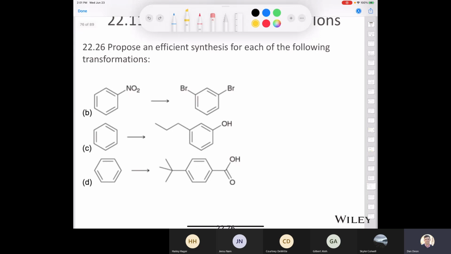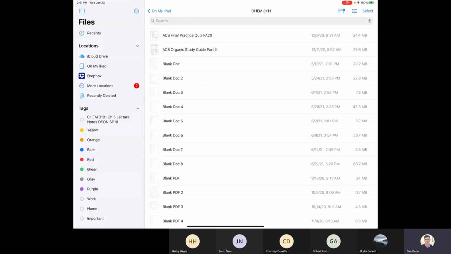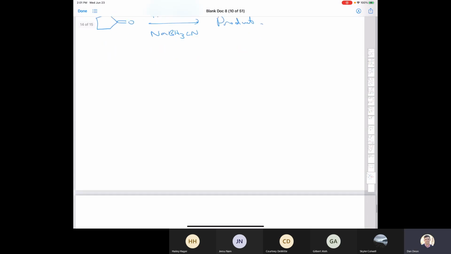There are some practice problems that I want to look at, and they require quite a bit of room. So I'm going to switch over to a blank document. Just give me 2 shakes of a lamb's tail here. Find some space.